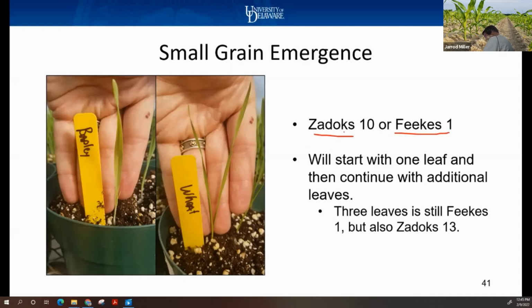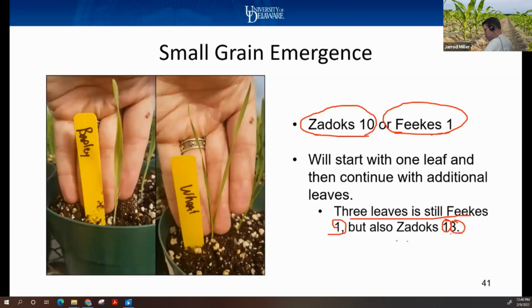So the Zadoks scale is going to be very specific in how many leaves. It's better for research. Most people talk in Feekes because it's easier to say and it skips a bunch of stages in between. Researchers usually use Zadoks because it tells you specifically how many leaves were on there. So something that has 3 leaves is still Feekes 1, but is actually Zadoks 1.3, because it's the first stage, but it has 3 leaves. So it's at that stage.